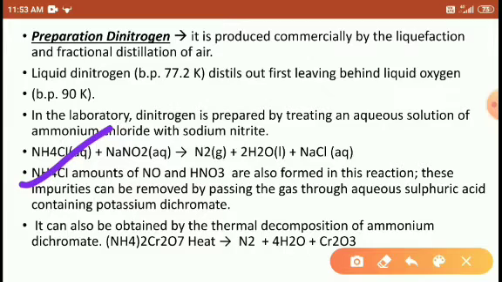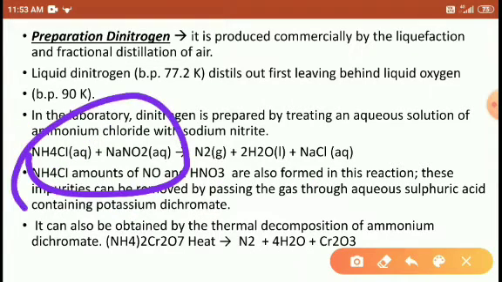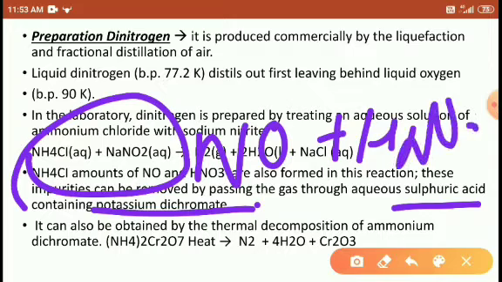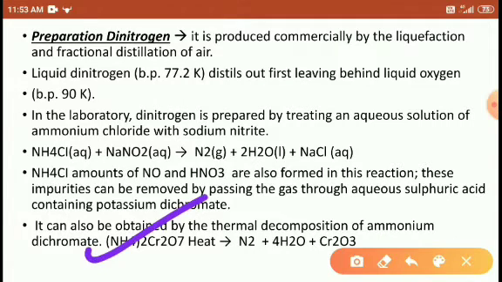Small amounts of NO and HNO3 are also formed in the reaction. These impurities are removed by passing the gas through aqueous sulfuric acid containing potassium dichromate. So in this mixture, if we add sulfuric acid and potassium dichromate, it removes the NO and the HNO3. Right, students? It can also be obtained by the thermal decomposition method. Ammonium dichromate on heating turns into nitrogen, water and chromium oxide.